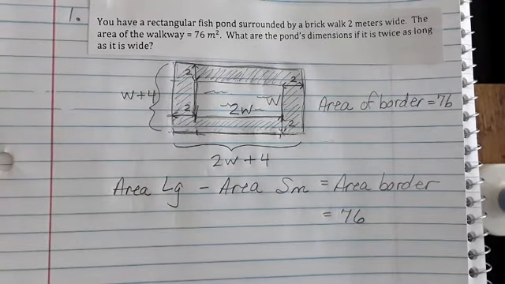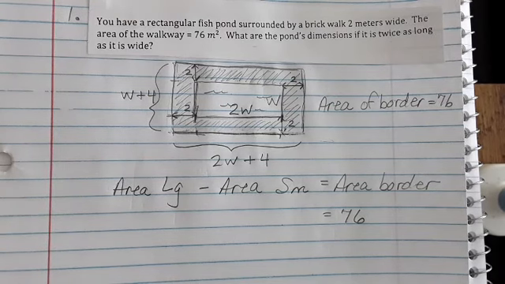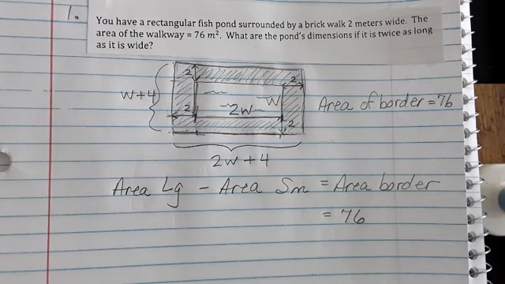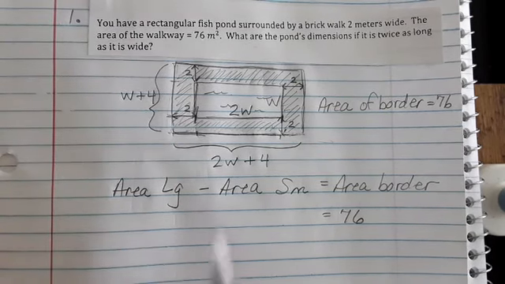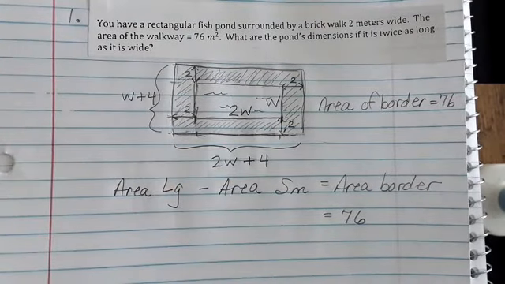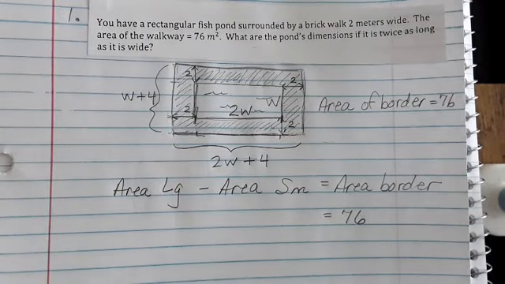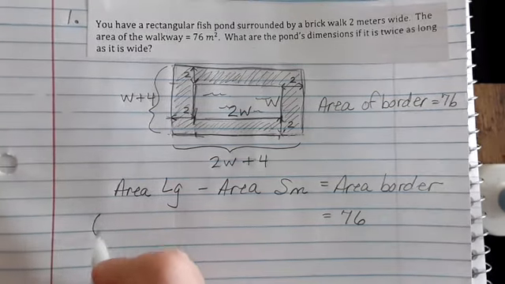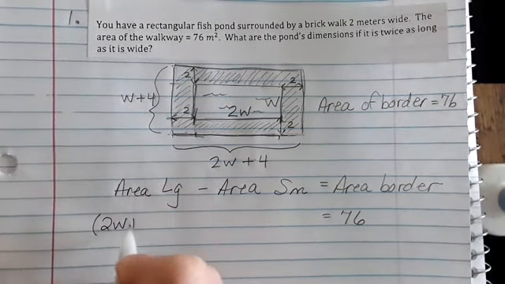Okay, how would you represent the area of the large? What expression, how would you set that up? Sam? 2W plus 4 times W plus 4. This times this. So you have a binomial times a binomial. What do you think we're going to have to do there? Yep, FOIL.